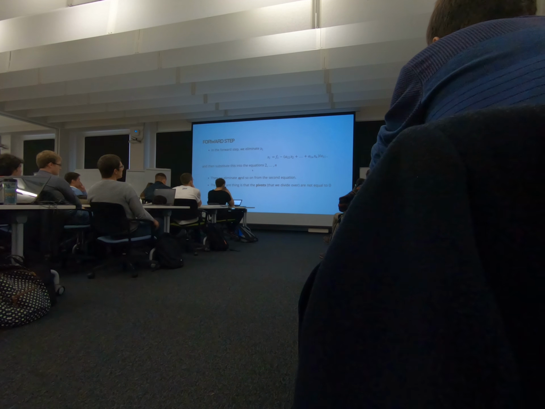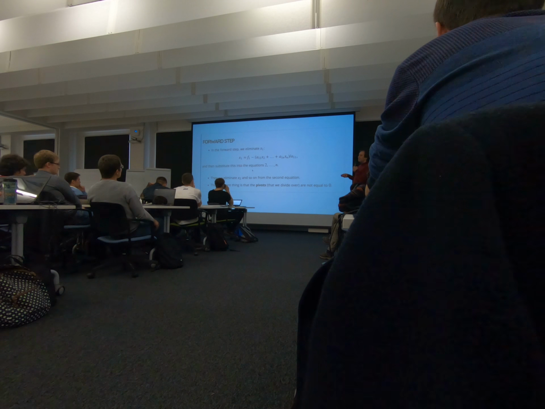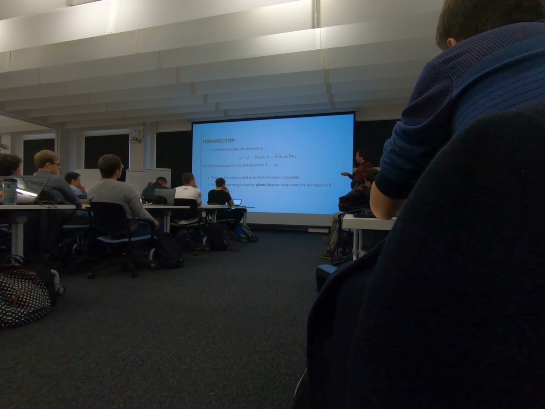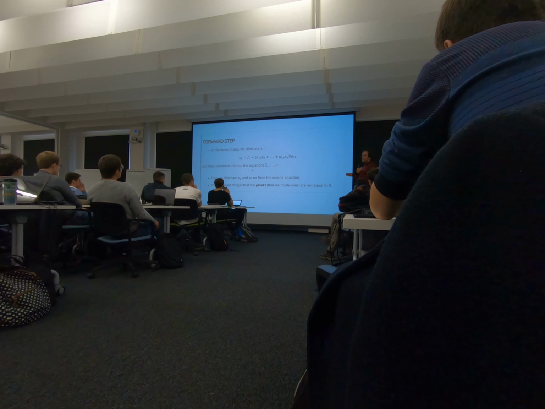Right? We can eliminate x1 from this equation, and then we can take this x1 and put it in all the other equations. You are left with a linear system for all unknowns except x1. x1 has been eliminated, so you have n-1 equations for n-1 unknowns. Then you basically eliminate x2 and so on.